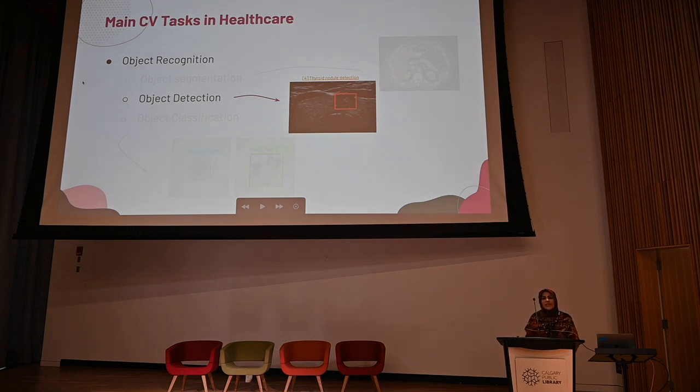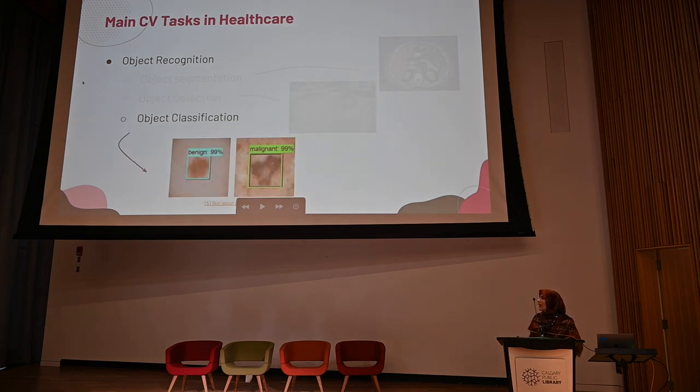All right. The next task is object detection, which means putting bounding boxes around objects to show where the objects are in the image. As an example, you can see a thyroid ultrasound image with a detected nodule in the thyroid area here. All right. Next is object classification, which means assigning each object to a category. Here you can see two skin lesion images with classification results. One is highly likely to be malignant, and the other one is highly likely to be benign.